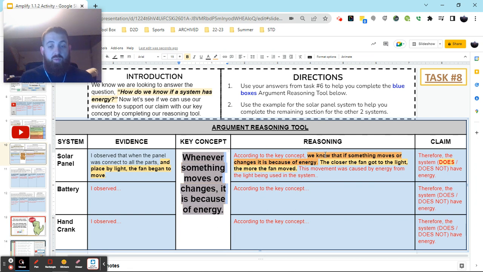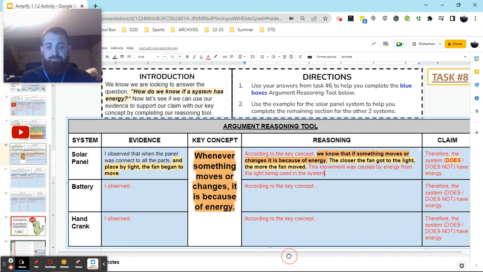According to the key concept, we know that if something moves or changes, it's because of energy. The closer the fan got to the light, the more the fan moved. So notice, I'm taking what we said about energy, connecting it to what we observed. This movement was caused by energy from the light being used in the system. So now we're kind of bringing it all together. Therefore, the system does have energy. And that's how we would pull in our claim.